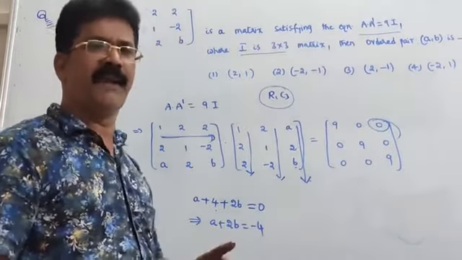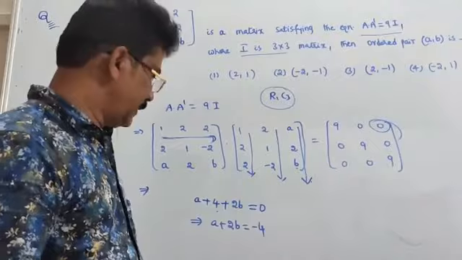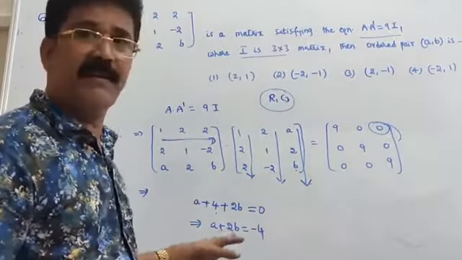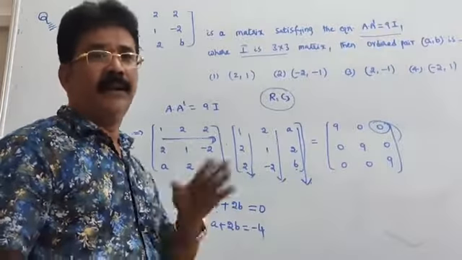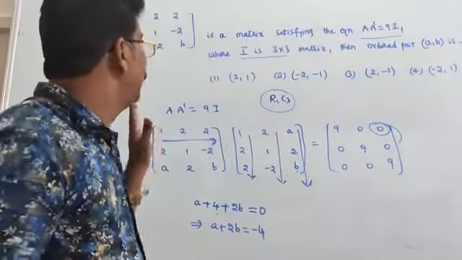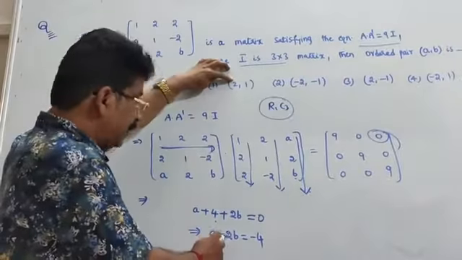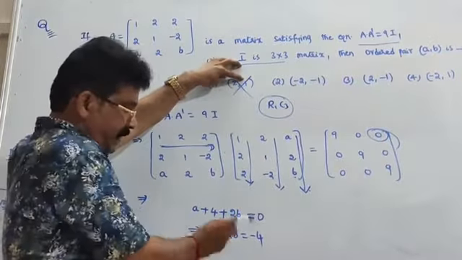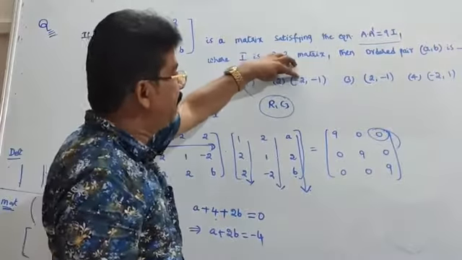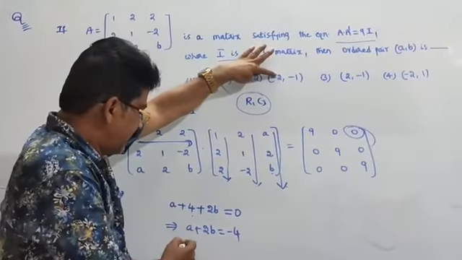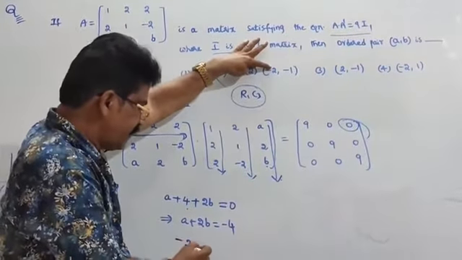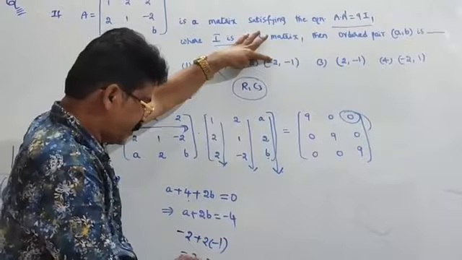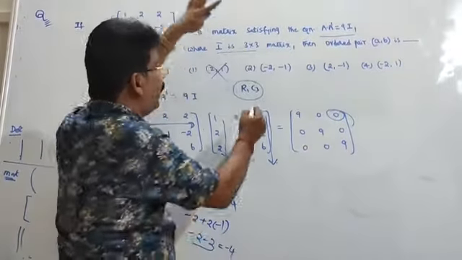But to save time in the examination hall, just take one equation and verify the options for A comma B. Whichever option is satisfied is our correct answer. So let us verify 2 comma 1. By putting A equal to 2, B equal to 1, we are not getting minus 4. Similarly, let us verify minus 2, minus 1. A value minus 2 plus 2 into minus 1, so this is minus 2 minus 2, that is equal to minus 4.